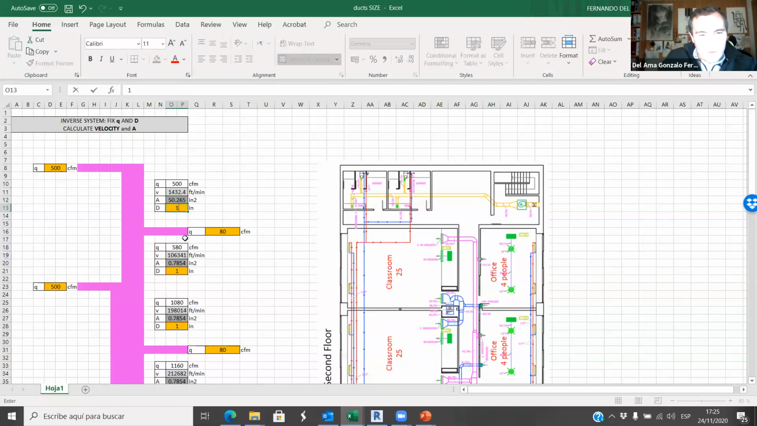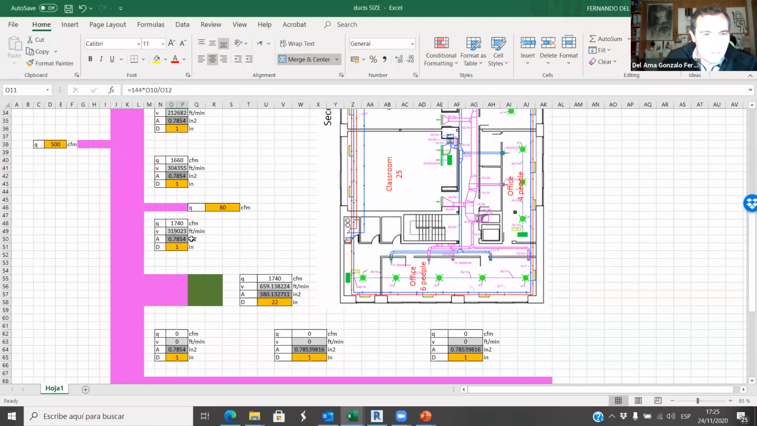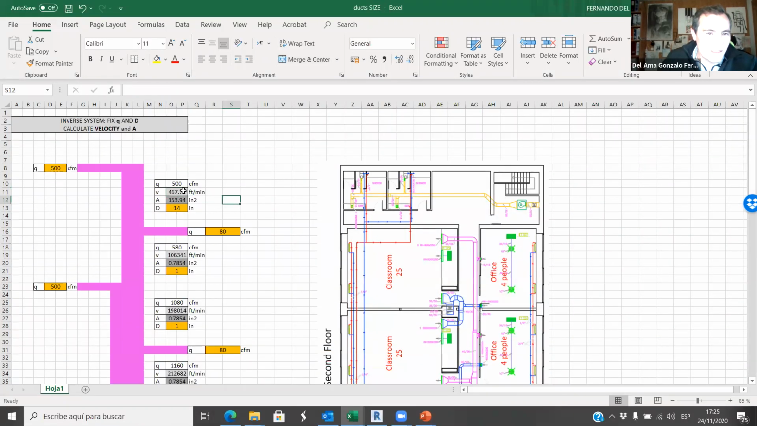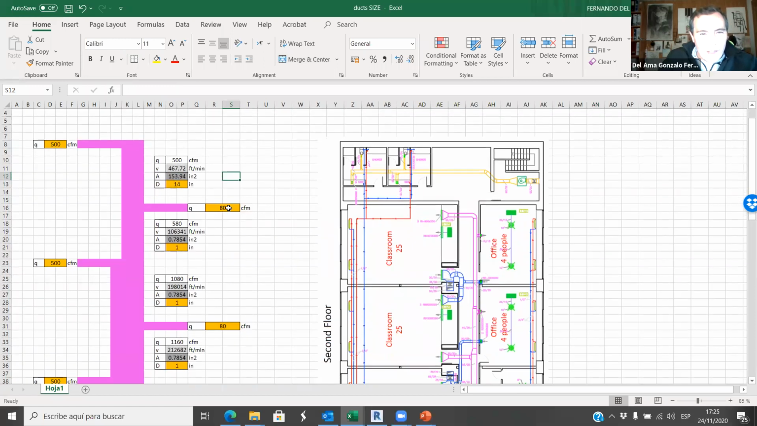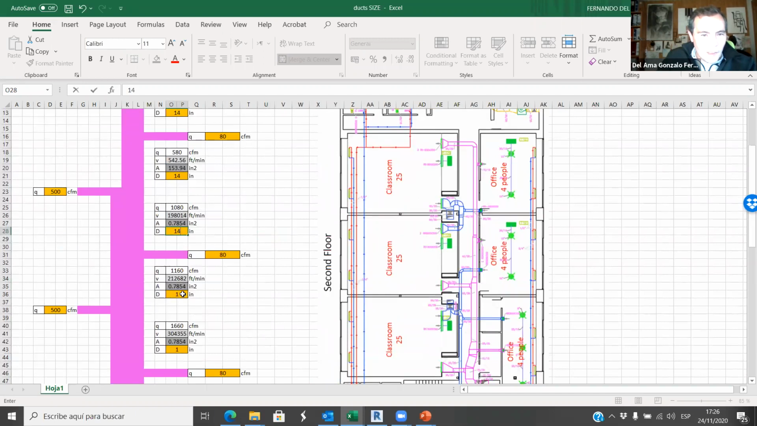It's too much. Let's say 12. Let's say 14. Okay, with 14, we are within that limit because the limit has to be between 200 and 590. Okay, so now it's 460. That's fine. But now we are adding this. So if we are going in this direction, and this duct is 14, at least this has to be 14. So the minimum is 14, at least all of them have to be 14.